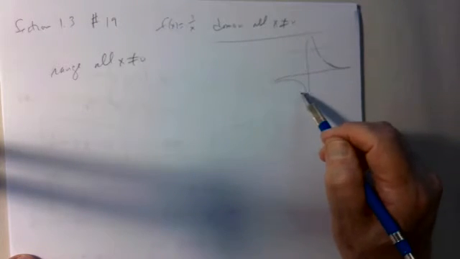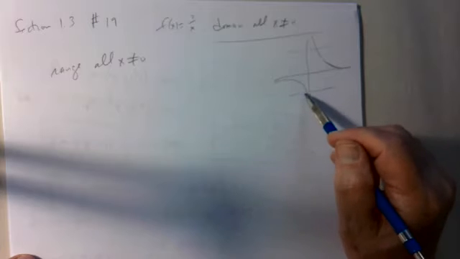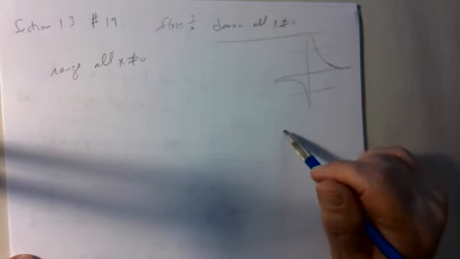Take any value of y not equal to 0, y is equal to 3 over x for some x. Let's just say all y different from 0. So this is the domain and this is the range of the function.